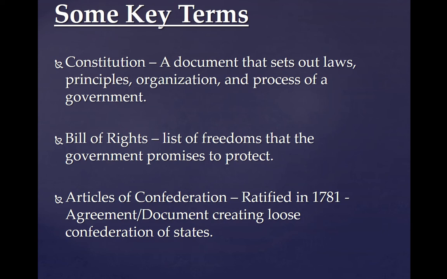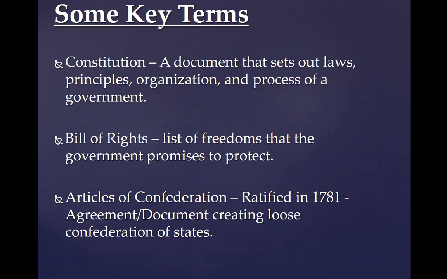And the first really is just a constitution, right? We're going to be talking about the U.S. Constitution. So what is it? A constitution, as a definition, is simply a document that sets out laws, principles, organization, and a process of government. Another term that we're going to be discussing later in this video is the idea of a Bill of Rights.